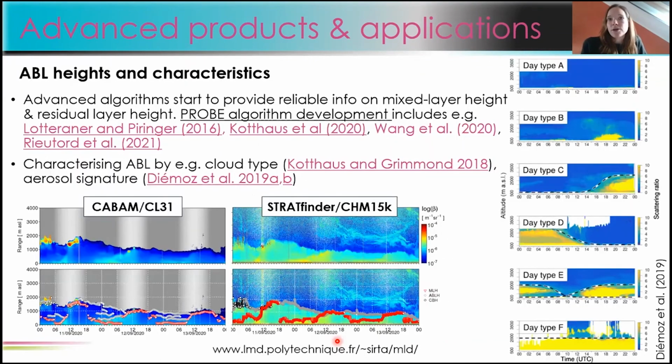And finally, there's a lot of work happening for the automatic detection of the boundary layer height, which includes the mixed layer height and also the residual layer heights. We have several different automatic algorithms that are being compared and evaluated with very improving performance across the board. And also there's work done to characterize the ABL both in terms of cloud type and aerosol signature.